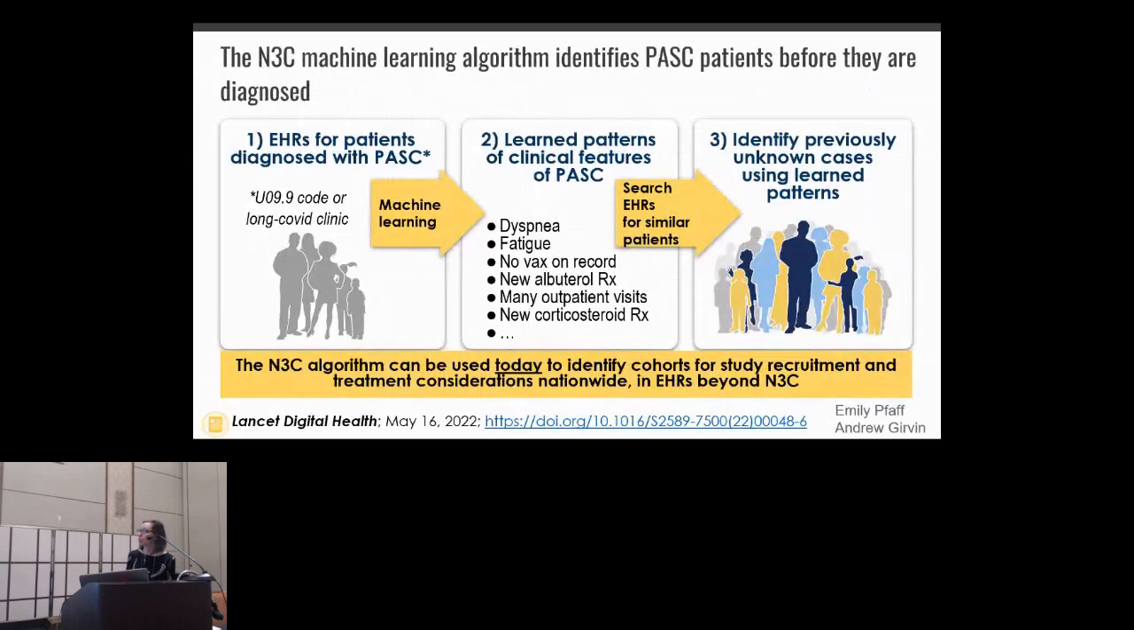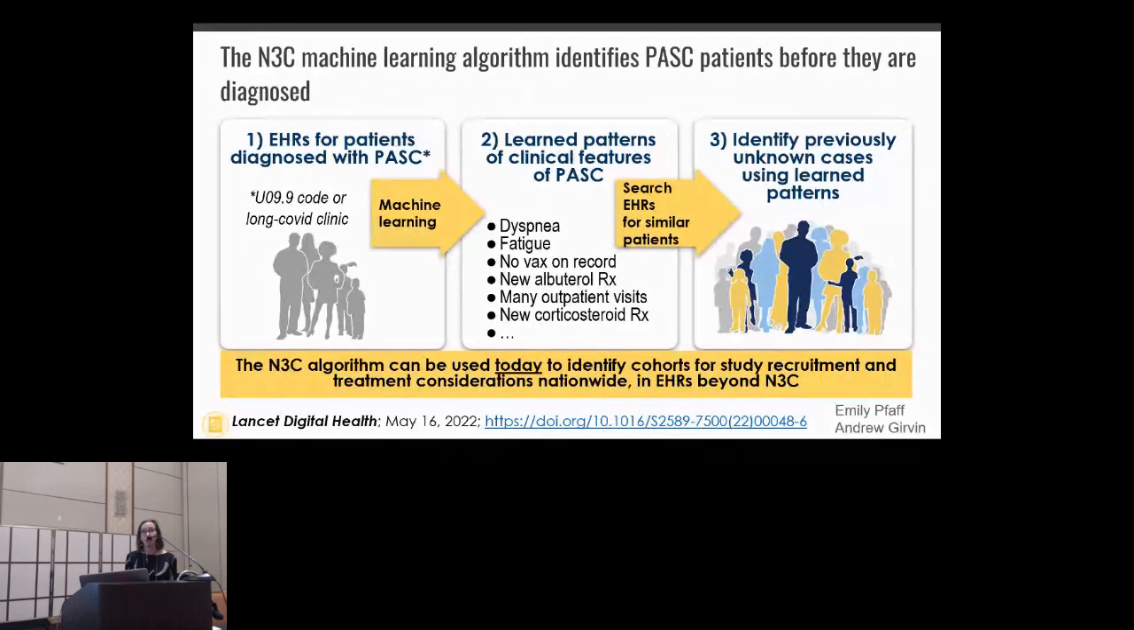We were also able to create a machine learning algorithm that identifies long COVID patients before they're diagnosed. So we basically took EHR records for those patients that had either one of those U09.9 codes or had been seen in a long COVID specialty clinic, used that as a training set and learned patterns of features of long COVID, such as dyspnea, fatigue, not being vaccinated, having a new albuterol prescription, and these kinds of things. And then we used that machine learning computable phenotype to identify patients with long COVID in other contexts where they hadn't been diagnosed with the U09.9 code.